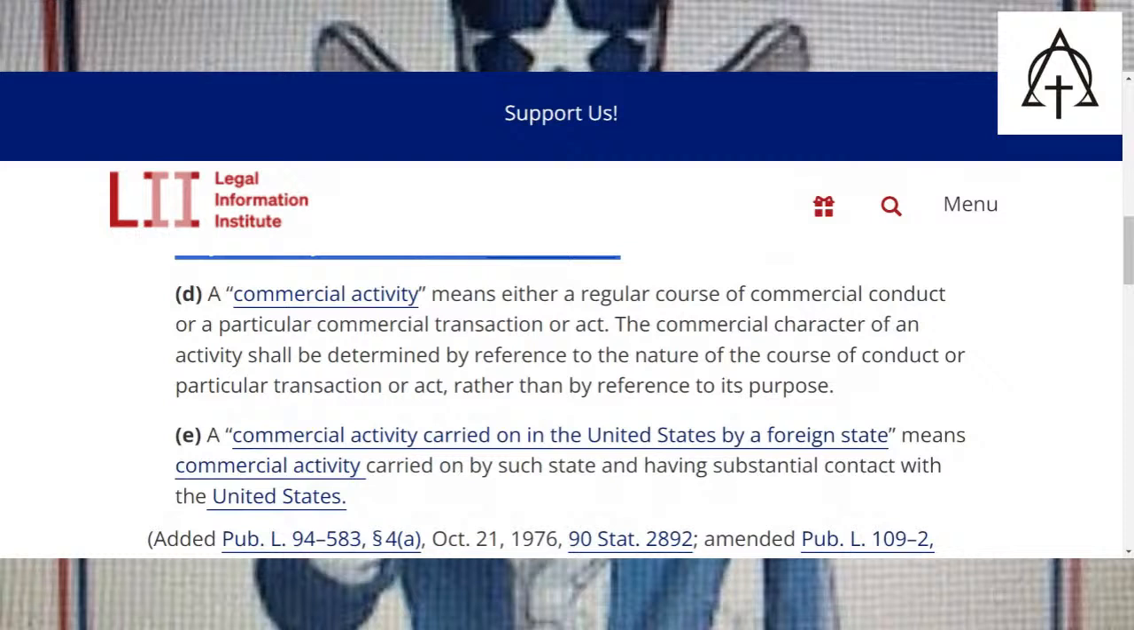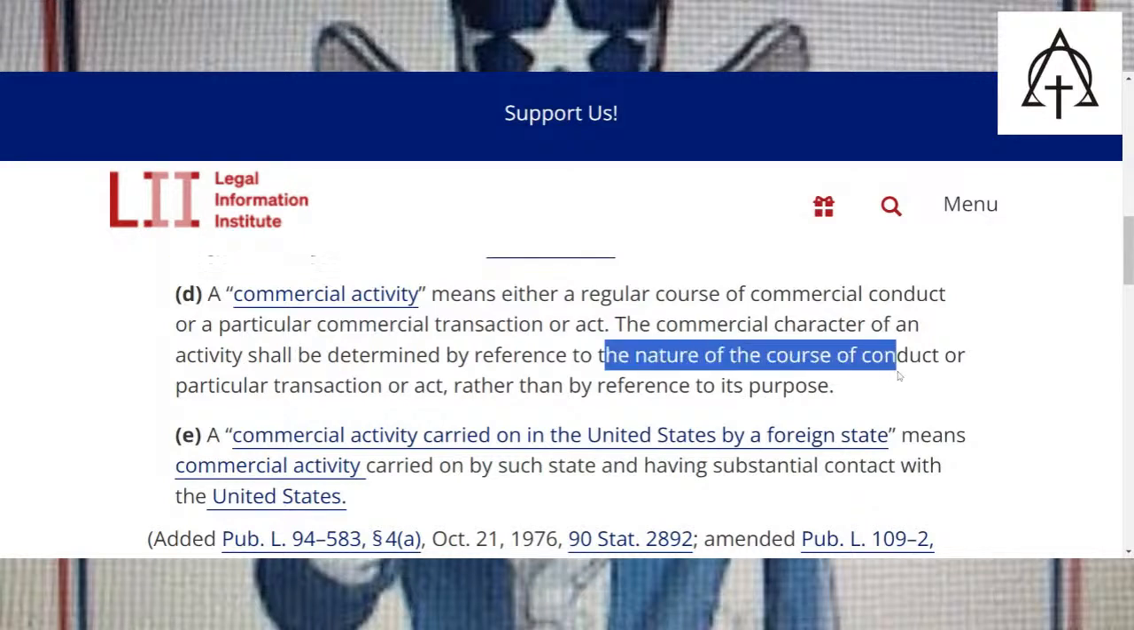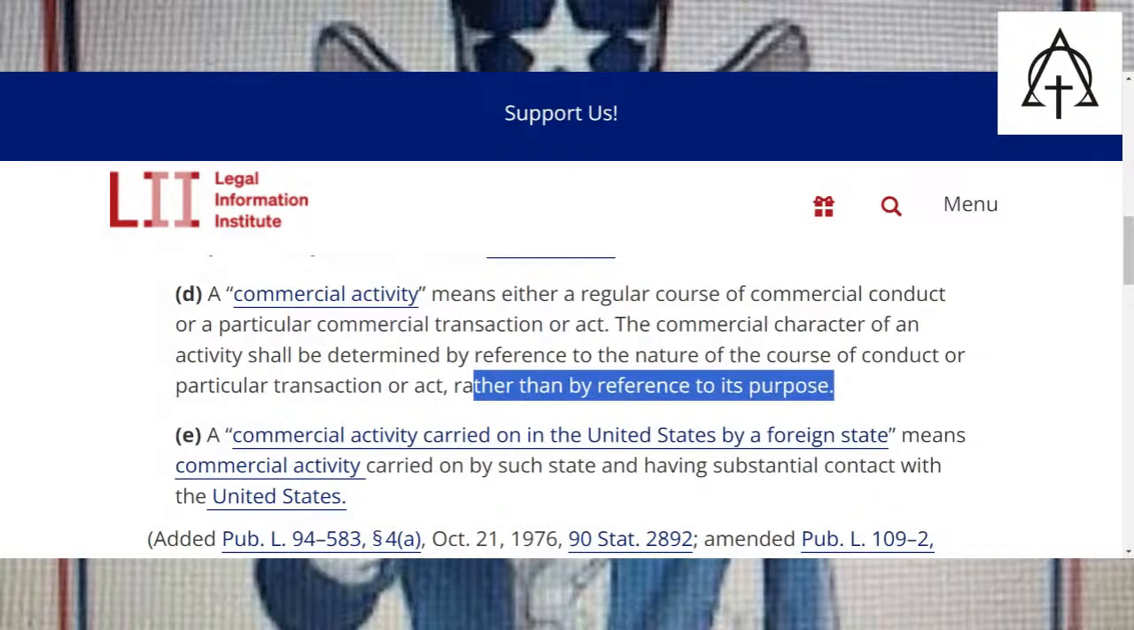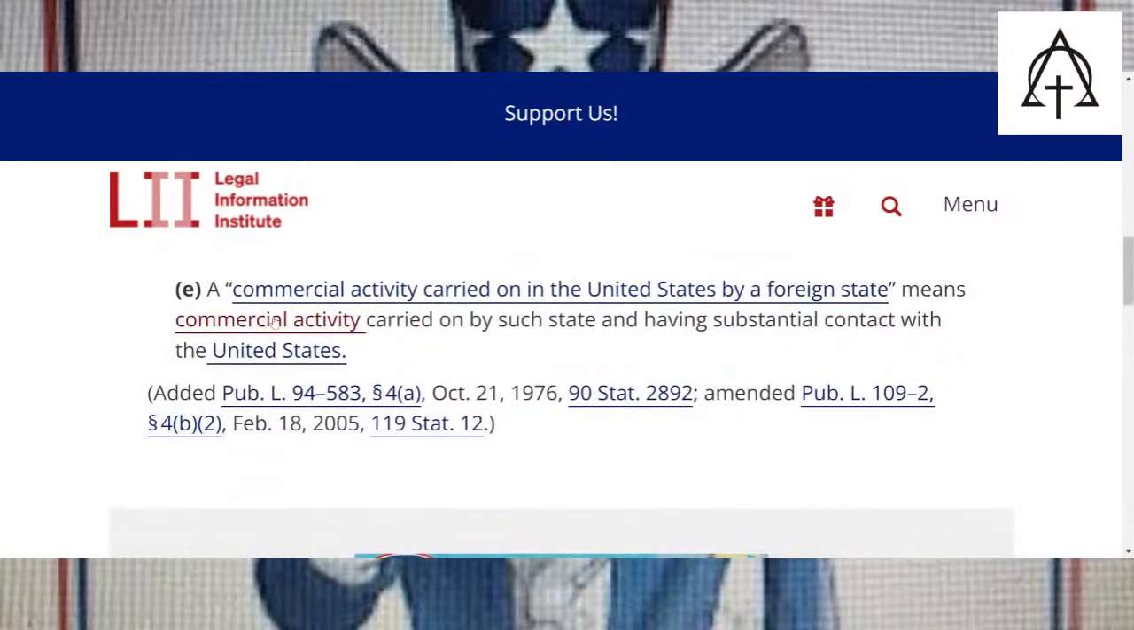A commercial activity means either a regular course of commercial conduct or a particular commercial transaction or act. The commercial character of an activity shall be determined by reference to the nature of the course of conduct or particular transaction or act, rather than by reference to its purpose. The commercial activity carried on in the United States by a foreign state means commercial activity carried on by such state and having substantial contact with the United States.